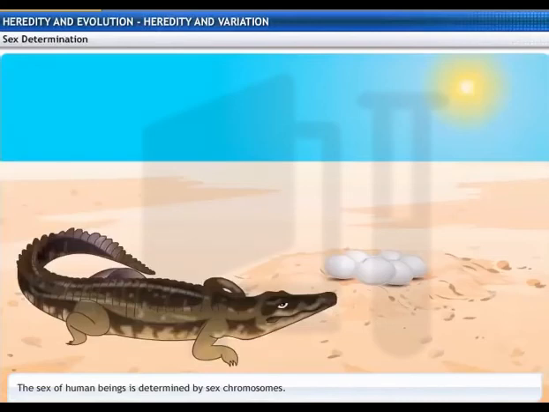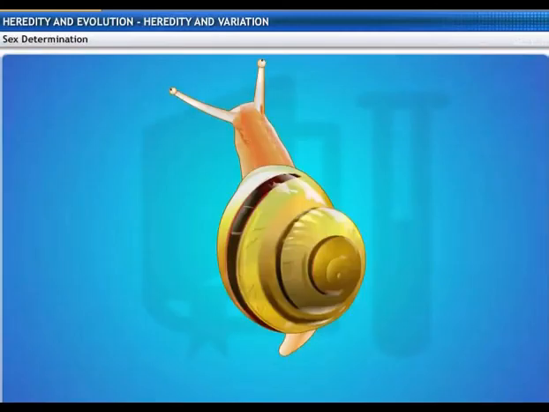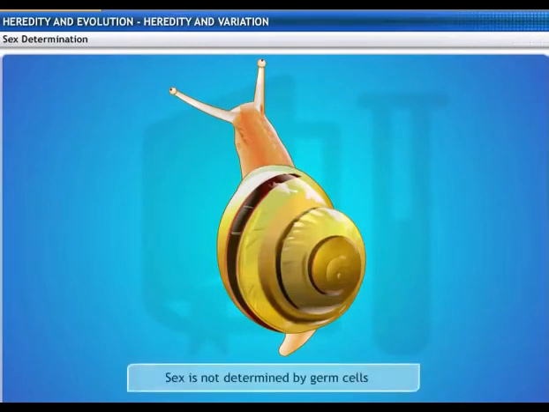In some animals like crocodiles, the temperature at which fertilized eggs are kept determines whether the animals developing in the eggs will be male or female. In other species, such as snails, individuals can change the sex depending upon the external environment. It indicates that the sex is not determined by germ cells.